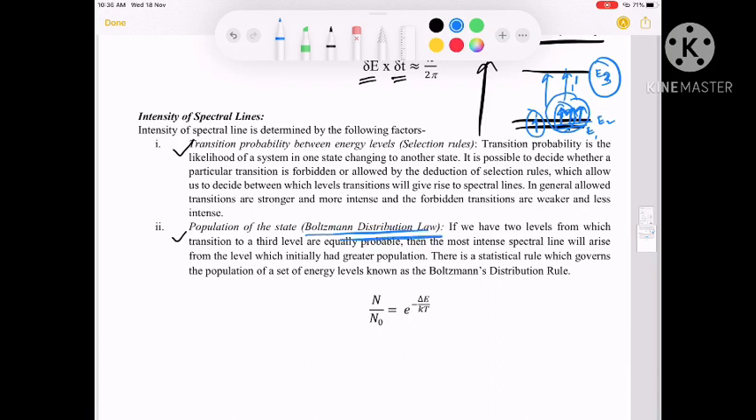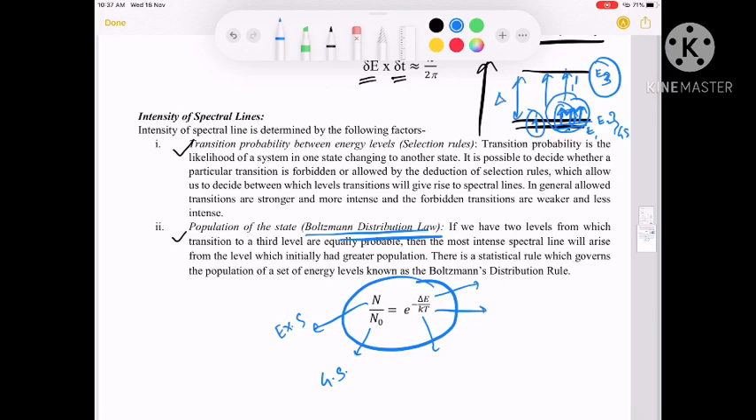From that you can identify the intensity of the spectral lines, and this is given by the Boltzmann distribution law. In the expression, n is the number of electrons in the excited state and n naught is the number in the ground state. Low energy states are called ground state, and high energy states are called excited state. k is Boltzmann's constant, about 1.38 times 10 to the power minus 23, I guess. T is the temperature, and delta E is the energy difference between the ground state and the excited state.